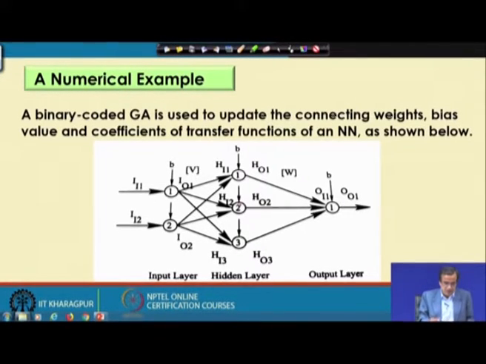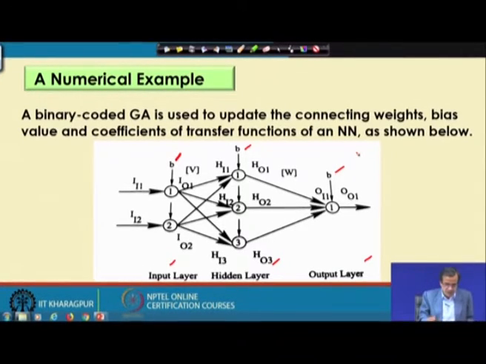For this particular network, once again I am considering 3 layers: input layer, hidden layer and output layer. On the input layer, we are considering the linear transfer function, on the hidden layer the log transfer function, and on the output layer the tan sigmoid transfer function. Here we are going to add a small bias value denoted by B. This bias value is a small fixed value, and we can also keep it as one of the design variables.